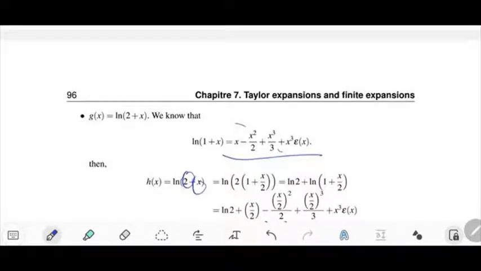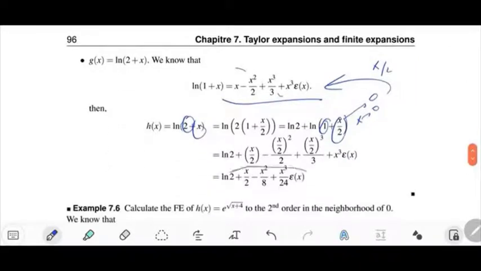We write this as ln of 2 times 1 plus x over 2, which is equal to ln of 2 plus ln of 1 plus x over 2. Now we have 1 plus something, and this something goes to 0 as x tends to 0, so we can use this formula replacing x by x over 2. So that's what we do, and you do the calculation to obtain the finite expansion.